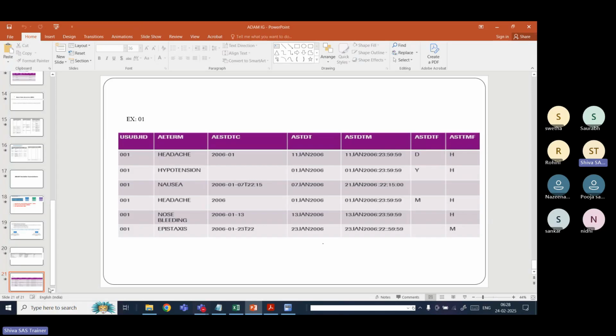This is just giving an overview about ADaM. This theoretical knowledge is very important whenever you are starting ADaM programming. It also helps to understand the specification file, and while writing the programming you understand the concept of which variable you included in which type of dataset.